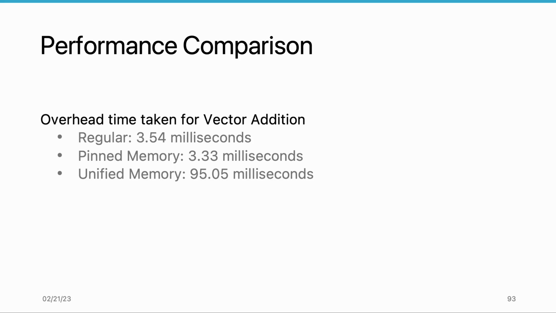Unified memory, on the other hand, provides a single memory address space for both CPU and GPU, eliminating the need for explicit data transfer between the two. However, the execution time for unified memory can be slower than pinned memory and the regular approach due to the page fault mechanism that is required to access memory. This mechanism can introduce additional overhead that slows down execution.